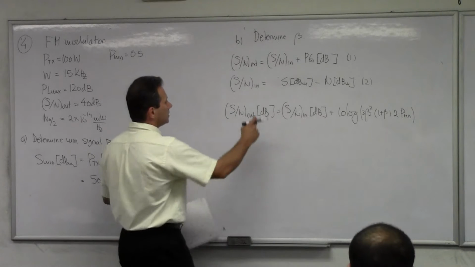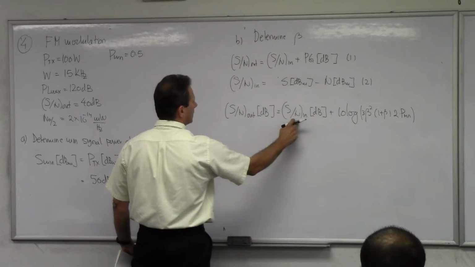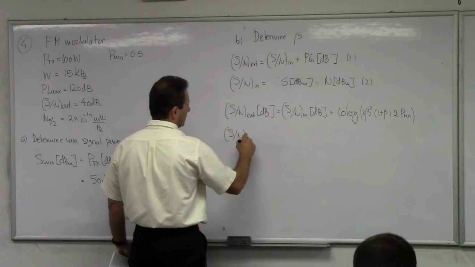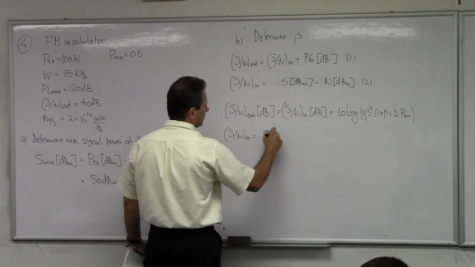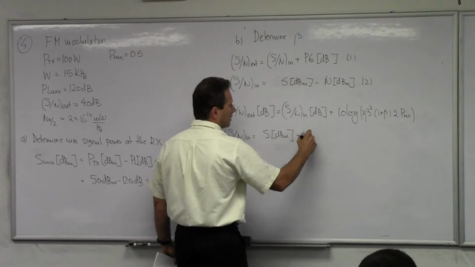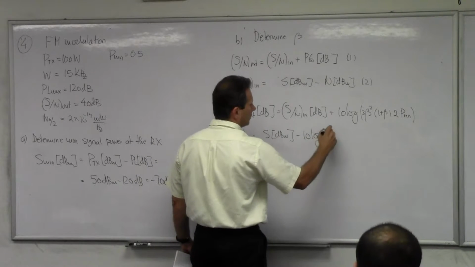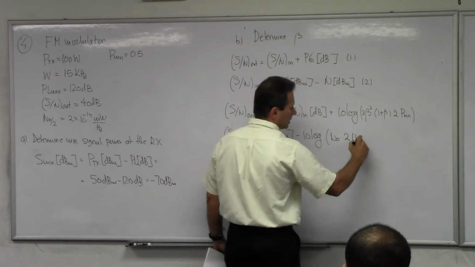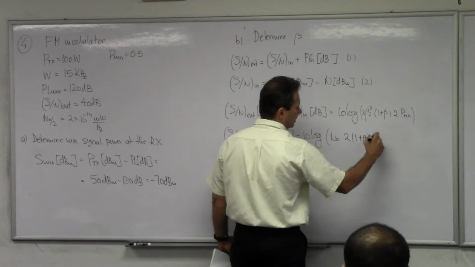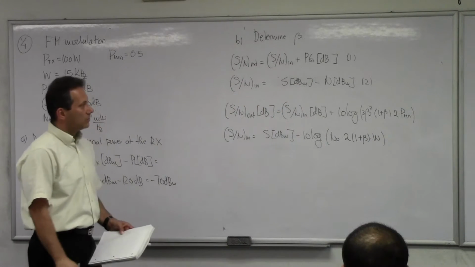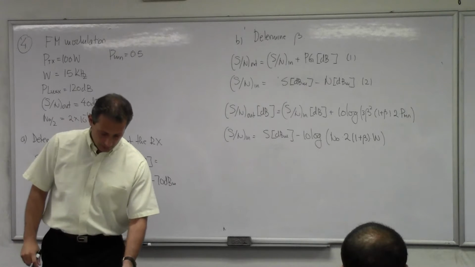From the second equation, signal to noise ratio at the input is going to be whatever is the signal in dBm minus 10 log of the noise power. What is the bandwidth? It's N0 times the bandwidth, and the bandwidth is 2 times (1 plus beta) times W. And so that's the power of the noise at the input.